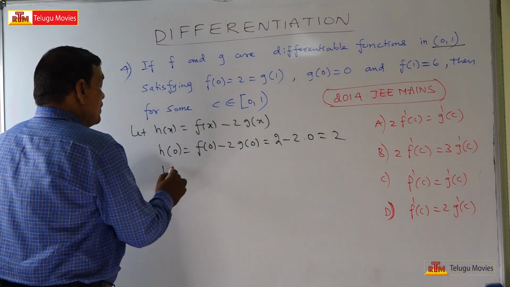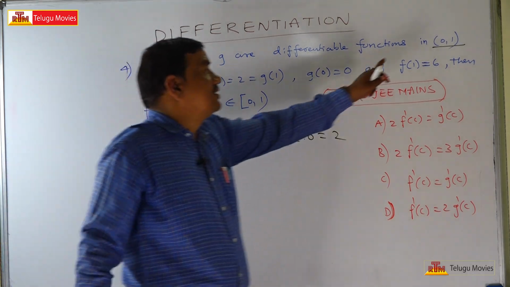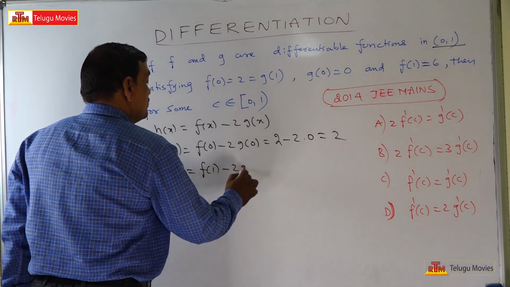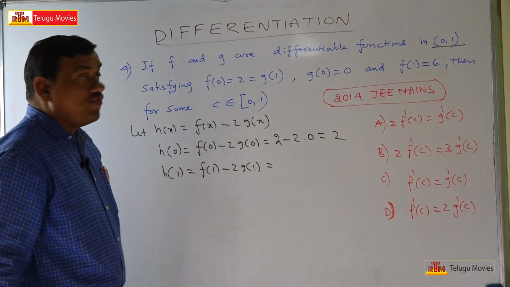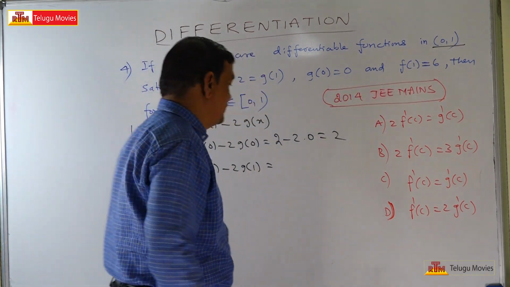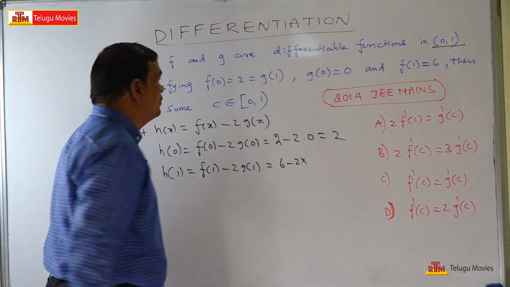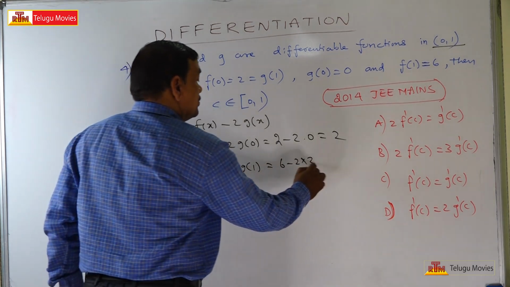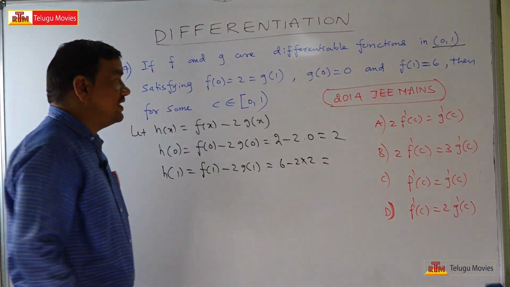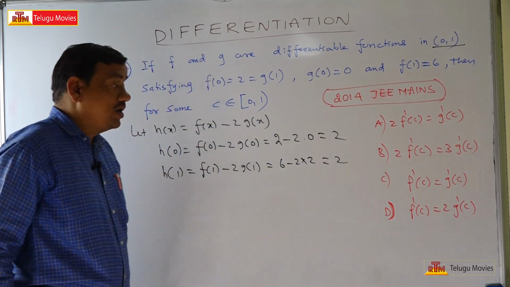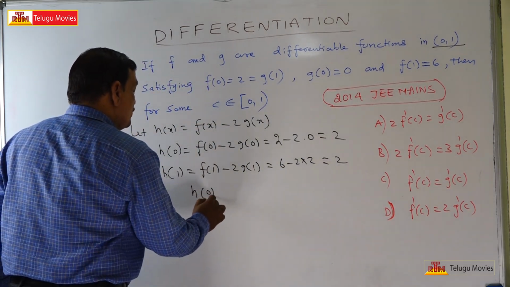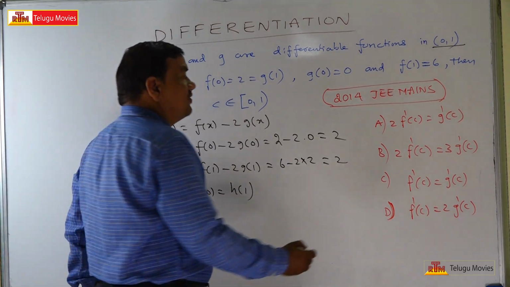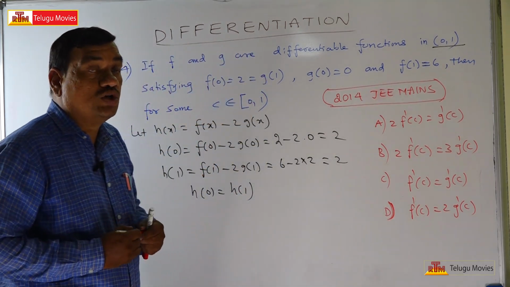Happy. Now, h of 1. That is f of 1 minus 2 times g of 1. f of 1 value is equal to how much? 6. 2 into g of 1 value is equal to how much? 2. That is 2, 2 twos are 4. 6 minus 4, 2. Okay? So what you got? h of 0 is equal to h of 1. That is the third condition. Third condition is what? f of a is equal to f of b in Rolle's theorem.